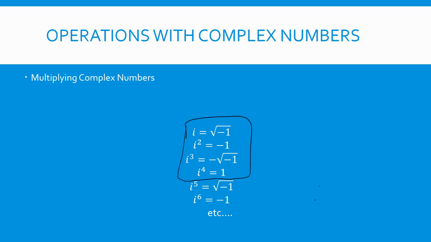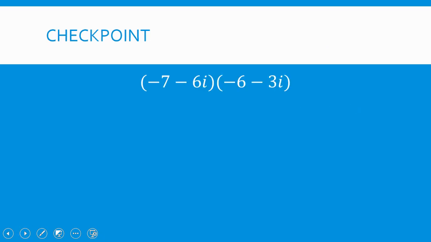i is equal to the square root of negative 1. Squared, it equals negative 1. We multiply it by i again, it becomes negative. And i to the fourth turns into a nice whole number of 1. So we will reduce using this understanding. Let's do that right here.